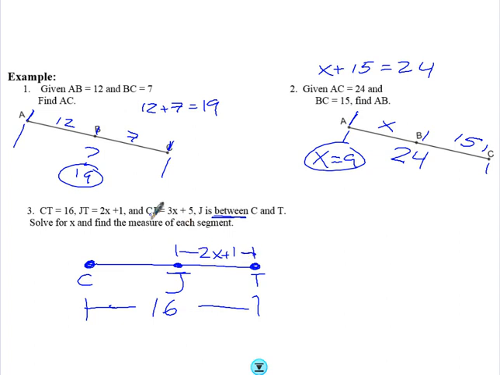And then CJ is 3x plus 5. So these are my two parts, here and here, so part plus part equals whole. And so we do 3x plus 5 plus part, 2x plus 1 equals the whole thing, which is 16. And now this is just a little algebra problem.